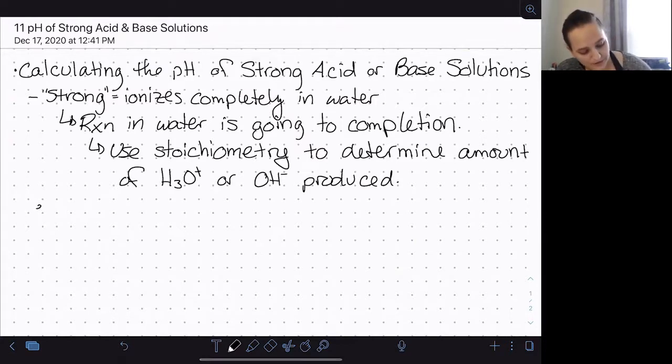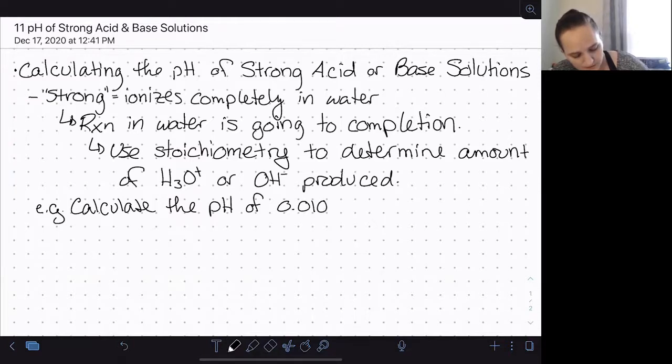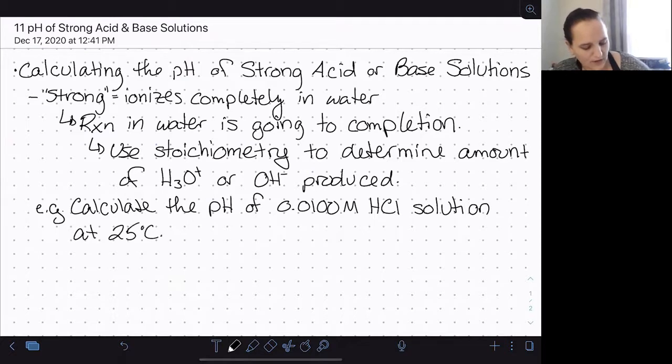So for example, let's calculate the pH of a 0.01 molar HCl solution at 25 degrees Celsius. The temperature isn't directly going to come into our calculations, but if we end up needing Kw somewhere along the line, it does tell us that the value of Kw is our usual room temperature value of 1 times 10 to the minus 14th.